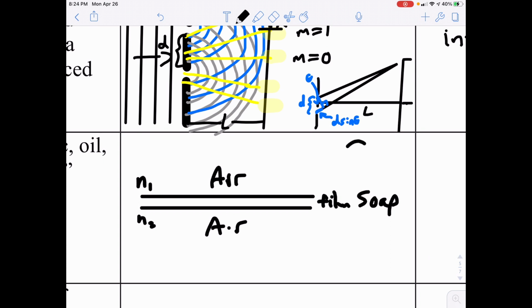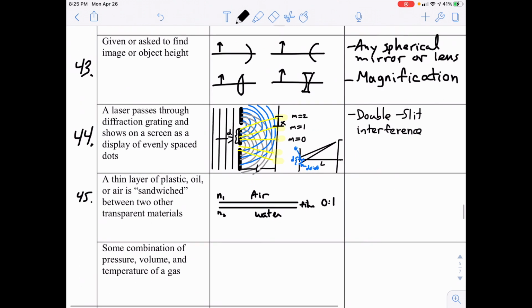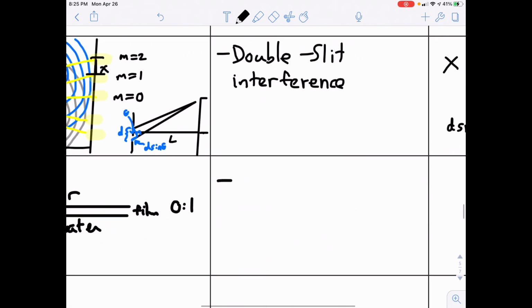If you ever looked at a soap bubble, a soap bubble is nothing more than air on one side, air on the inside, and the soap itself makes up a very thin film for the spherical bubble. So that would be one example of a thin film. Or we could have air on top of an oil slick on top of water. This is probably one of the more common examples that you see. Now this is referred to as thin film interference.